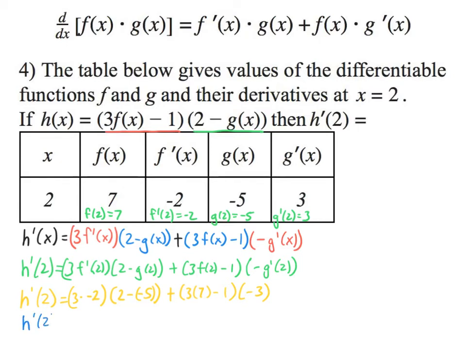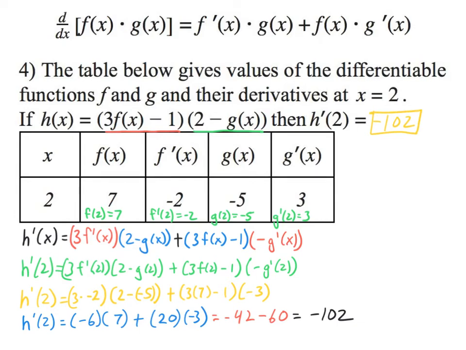So h prime of 2 is equal to, this would be negative 6. All right, this would be, right here, 2 plus 5, which is 7. This would be 21 minus 1, which is 20, and the negative 3. All right, so right here, multiply these two and multiply these two. What we're going to get here is that would be a negative 42, and that would be a minus 60. So my answer here would be negative 102. So the answer we're looking for is negative 102 for h prime of 2.